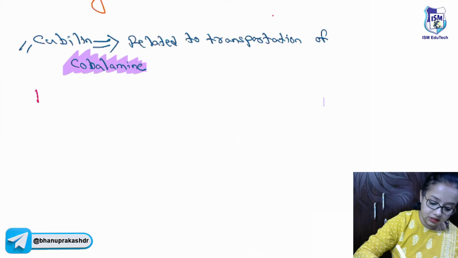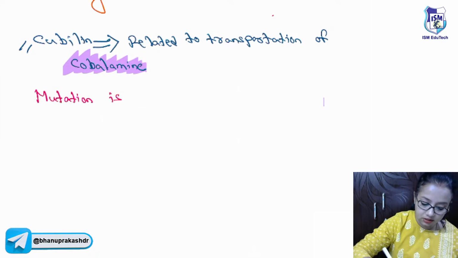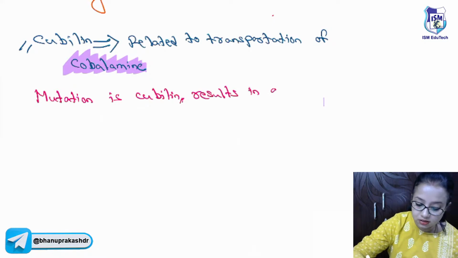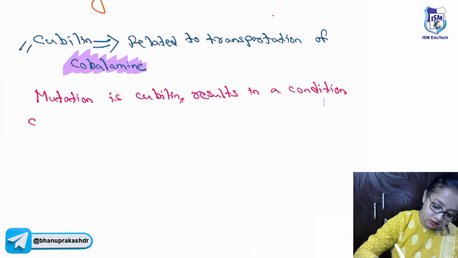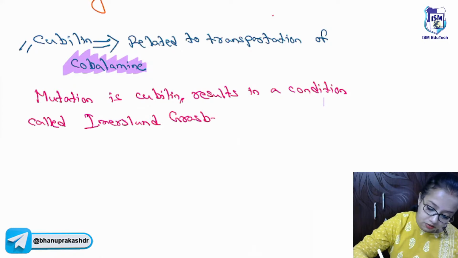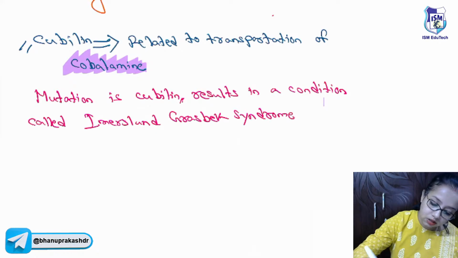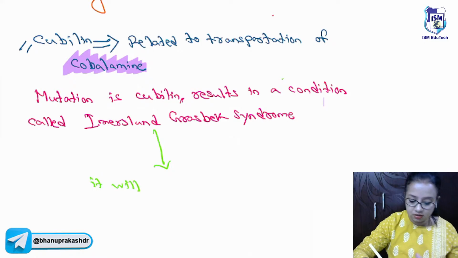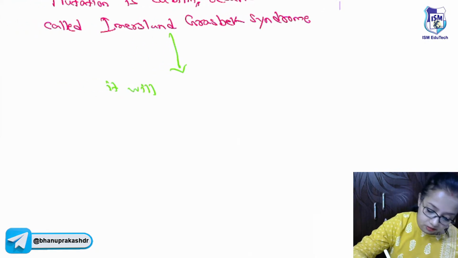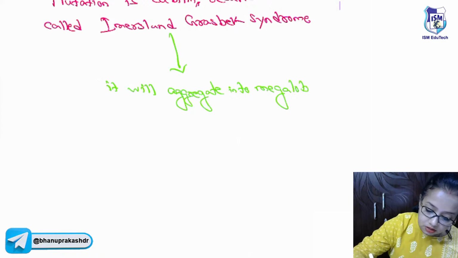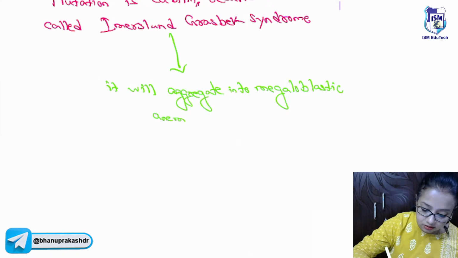Now, if there is any mutation in tubulin, it results in a condition called Imerslund-Gräsbeck syndrome, and this will aggregate into megaloblastic anemia. Okay.